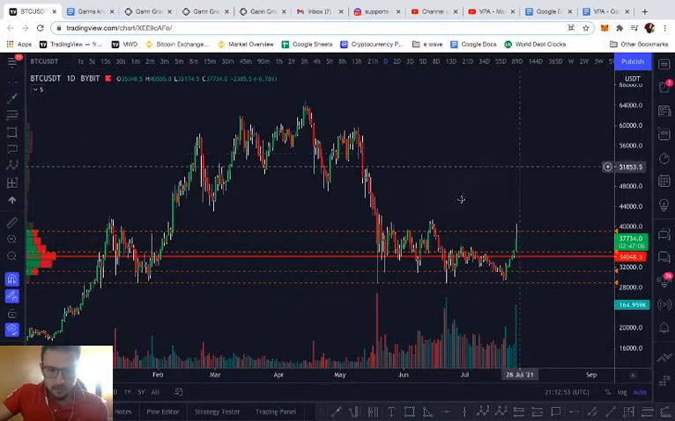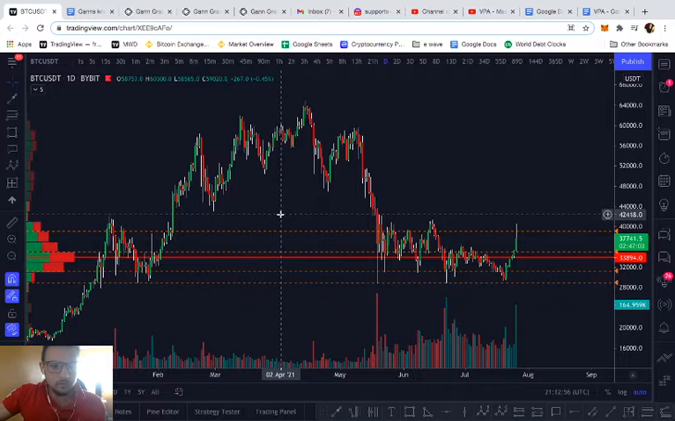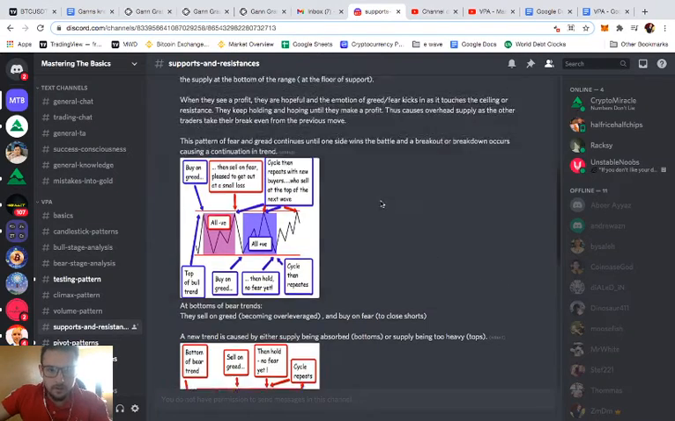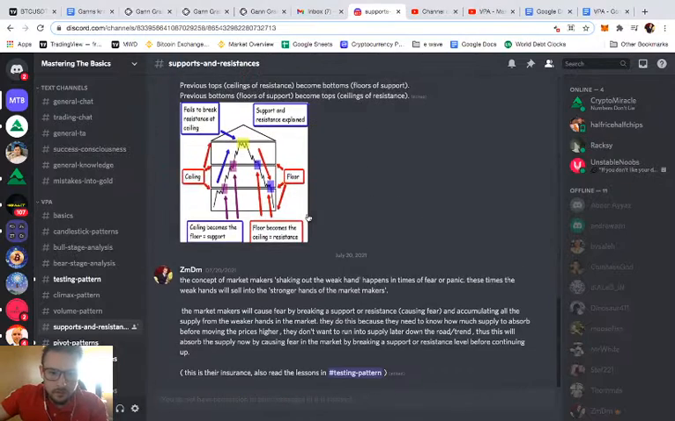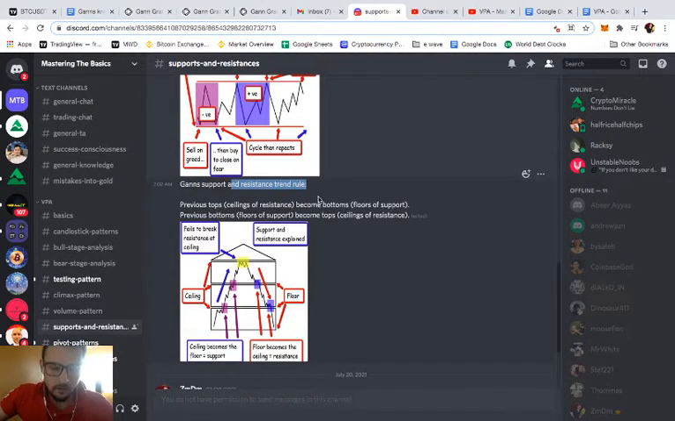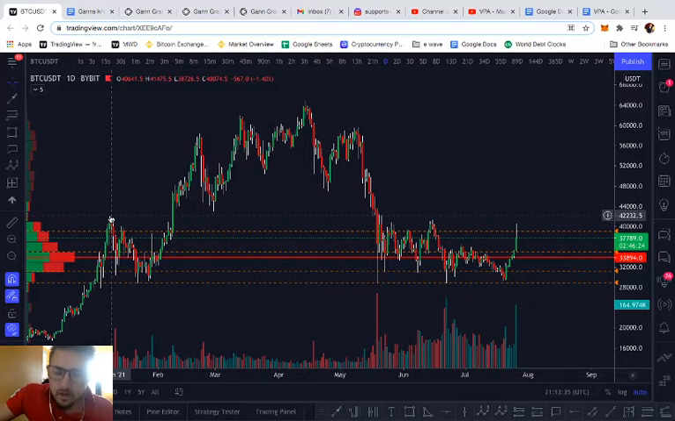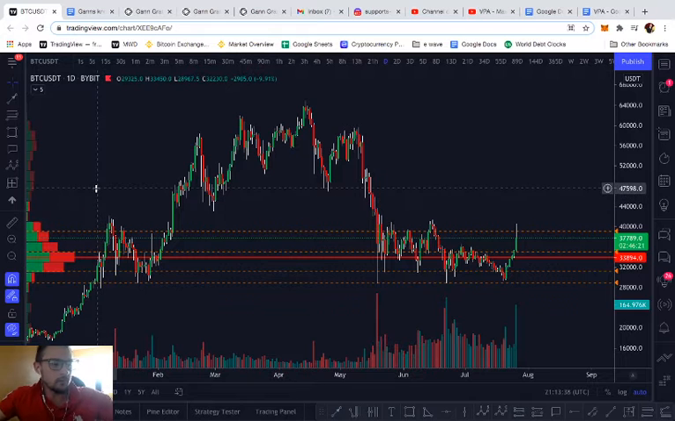Okay, let's talk a little bit about Gann and Gann's rules, his technique. So remember the rule here, right? It's called the floor and the ceiling. So what Gann also says is right here. So Gann's support and resistance rule. I have to double check and confirm. So previous tops, ceilings of resistance, become bottoms, and previous bottoms, floor of support, become tops. Okay, so this doesn't prove the point that I wanna make, because I have to make an edit and make another one. But previous tops also become tops.